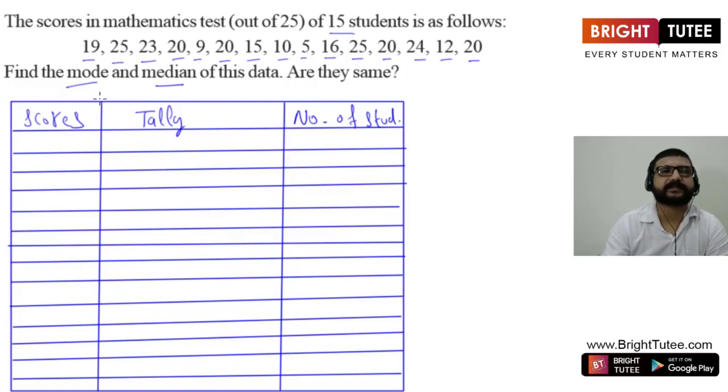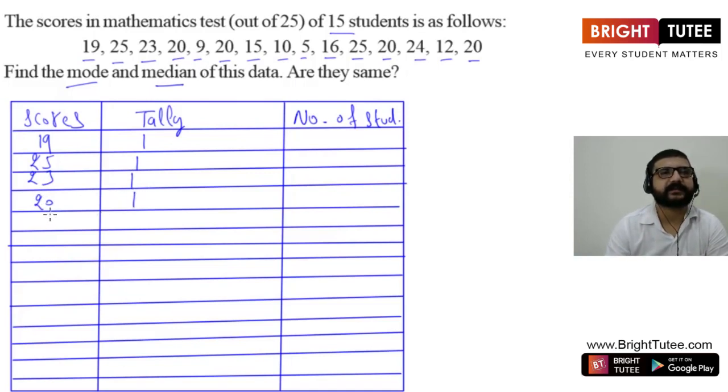So the first score here is 19. Let's write it here and let's mark one tally in front of 19. And the second one is 25. We can write it here and we can mark one tally in front of 25. And then we have 23. Let's write it here and one tally in front of 23. And then we have 20. Now one tally bar in front of 20.